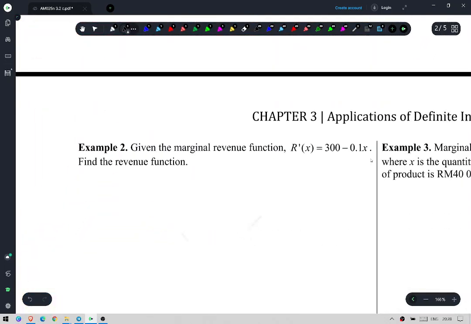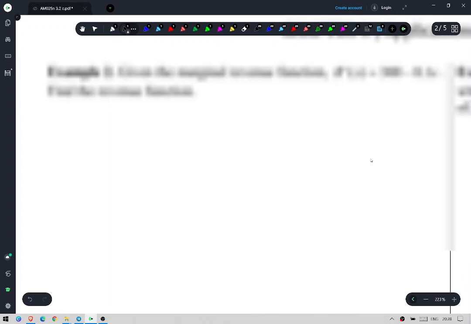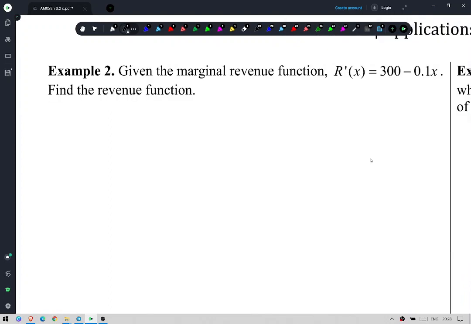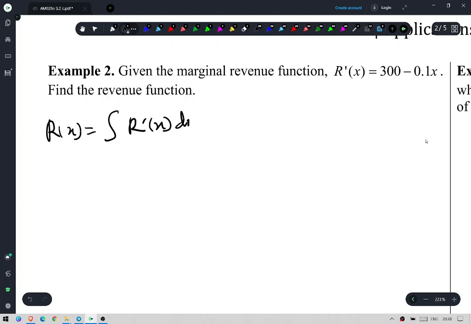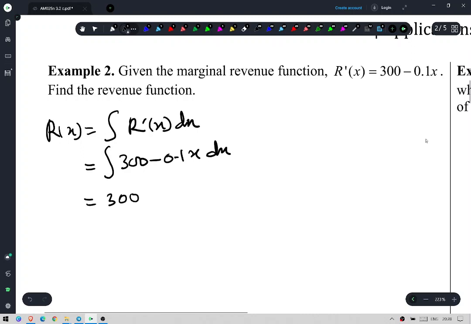Let's proceed to the next one. Given the marginal revenue function, R prime equals 300 minus 0.1x, find the revenue function. The revenue function is the integral of R prime with respect to X. So we put in 300 minus 0.1x with respect to X. We should get 300x minus 0.1 x squared over 2 plus C.